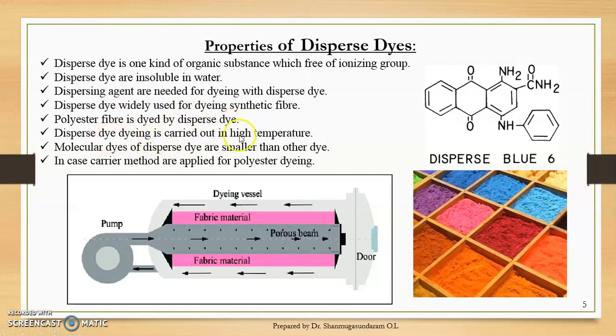With disperse dye, the dyeing is carried out at high temperature. We will discuss how the dyeing takes place at very high temperature in the forthcoming slides. The molecules of the disperse dyes are smaller than other dyes. In the carrier method, carriers are applied for polyester dyeing. Yes, carrier is one method of dyeing of polyester material. Please look at this picture. This is how the polyester material has to be dyed. This is the chemical structure of a particular disperse blue dye.